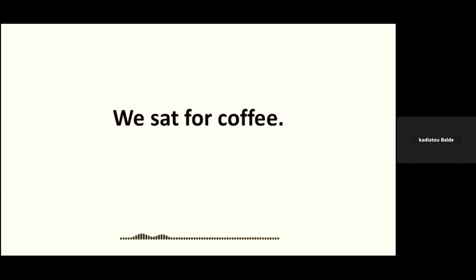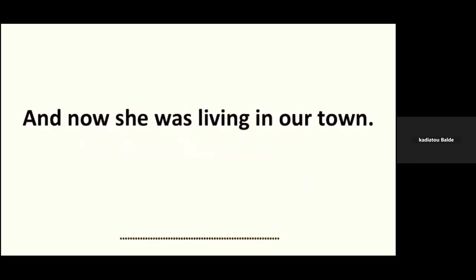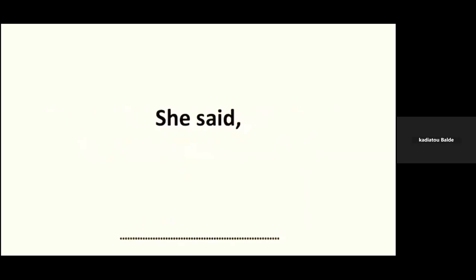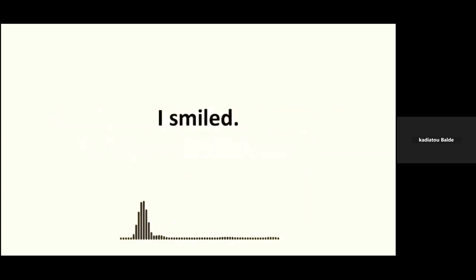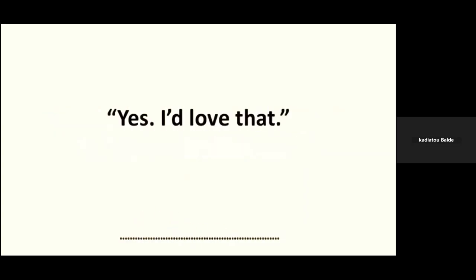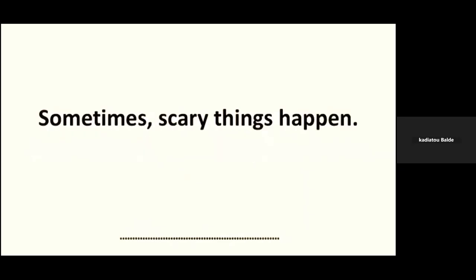We sat for coffee. She told me she met her father later that night, and now she was living in our town. She said, "I don't have many friends here. Can we be friends?" I smiled. "Yes, I'd love that."